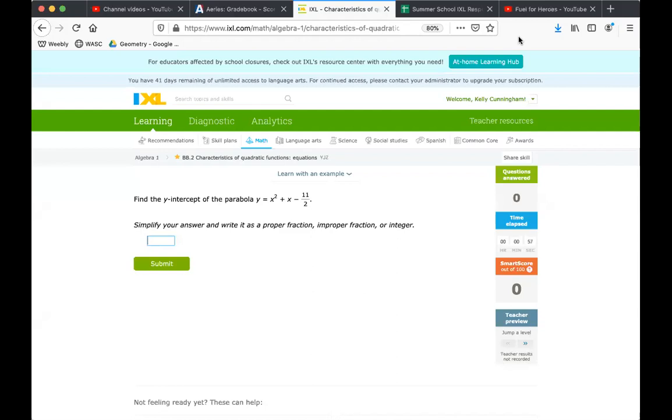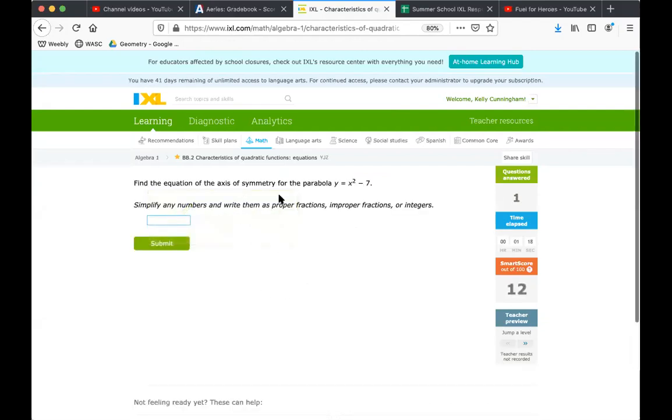So this one just wants the y-intercept. Remember, the y-intercept is simply the C value. First of all, I want your answer as a proper fraction, improper fraction, or integer. Okay, so that means no decimals. So this would be, oops, negative 11 over 2.